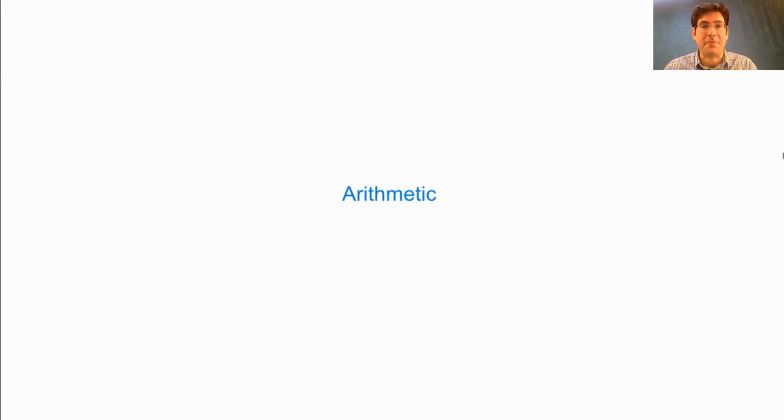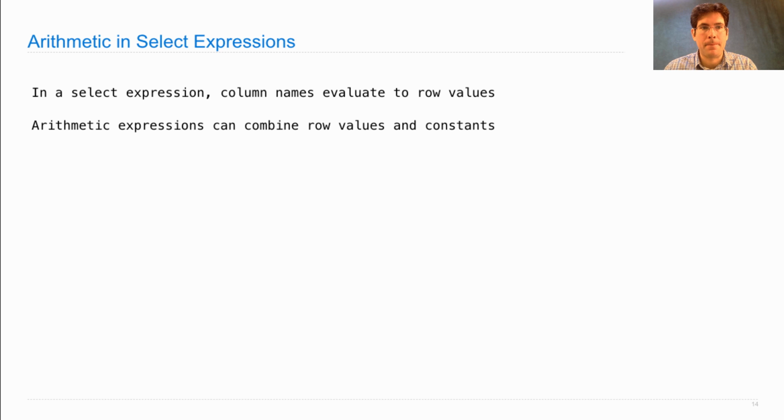Select statements can perform arithmetic. In a select expression, column names evaluate to row values. And arithmetic expressions can combine row values and constants together to create new values.